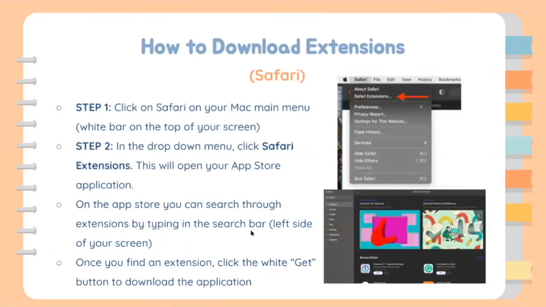And next is how to download extensions on Safari. So the first thing to do is click on the Safari title on your main Mac menu, so the white bar at the top of your screen. The second option will be Safari Extensions. So click that, and this will open your App Store application that you see here at the bottom. On the App Store, you can search through extensions by typing in the search bar, which is on the left side of your screen. And once you find an extension, you can click the white Get button to download the application.